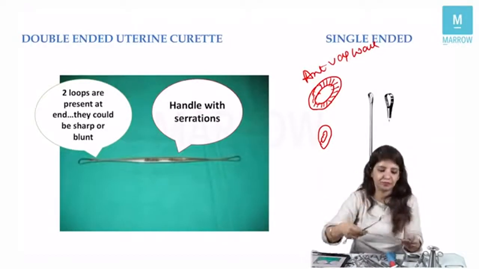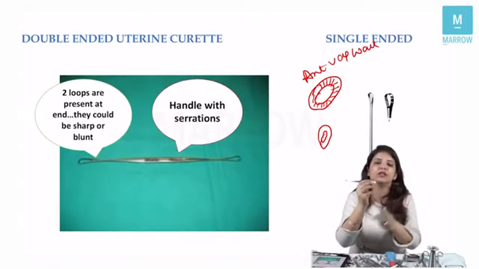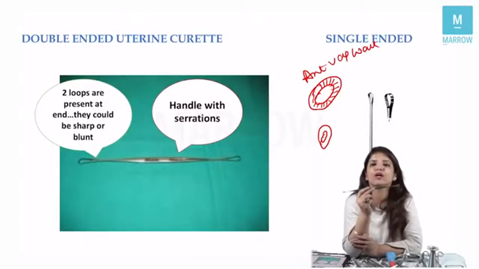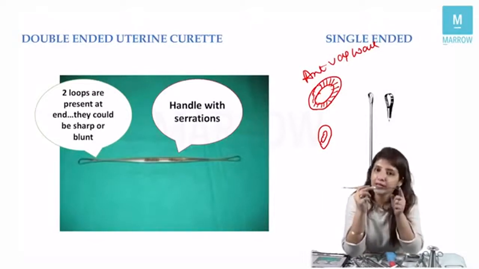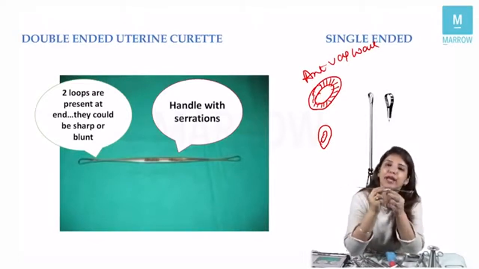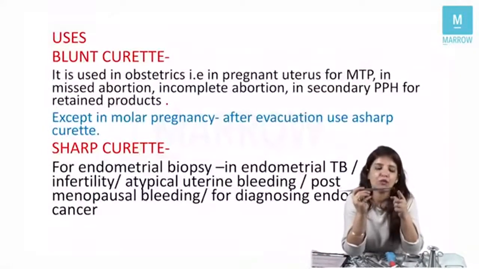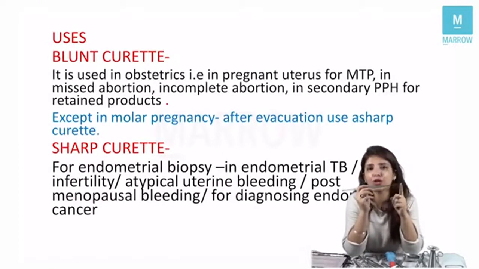And so this over here is the anterior vaginal wall retractor. This is a double-ended uterine curette, which is used to do dilatation and curettage. Now, the blunt side is used to curette a pregnant uterus. So in pregnancy, whenever the uterus is soft, I'm going to use a blunt curette. In case of missed abortion, in case of incomplete abortions, I am going to use a blunt curette.